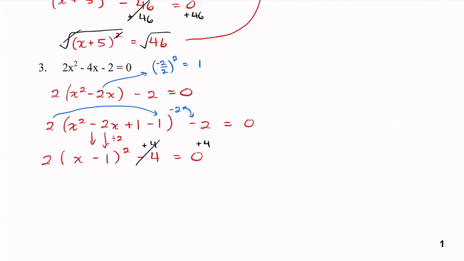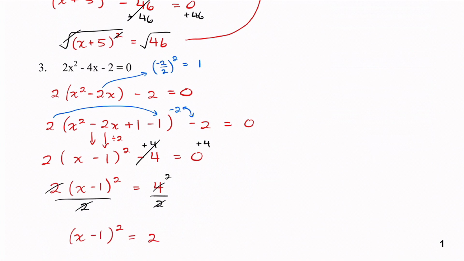And those 4s will cancel out there. So we have 2 times x minus 1 squared equals 4. Then we got to get rid of that times 2 out in front right here. So we're going to have to divide by 2. So divide that whole side by 2, divide this by 2. Our 2s cancel. And over here, 4 divided by 2, that's just going to give us 2. So we now have x minus 1 squared equals 2.